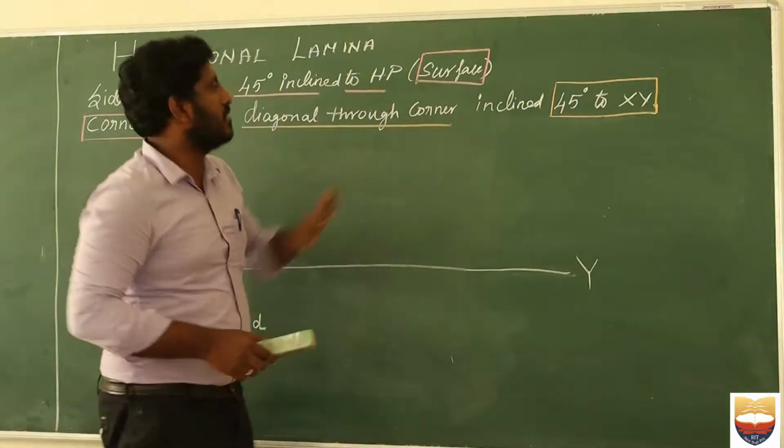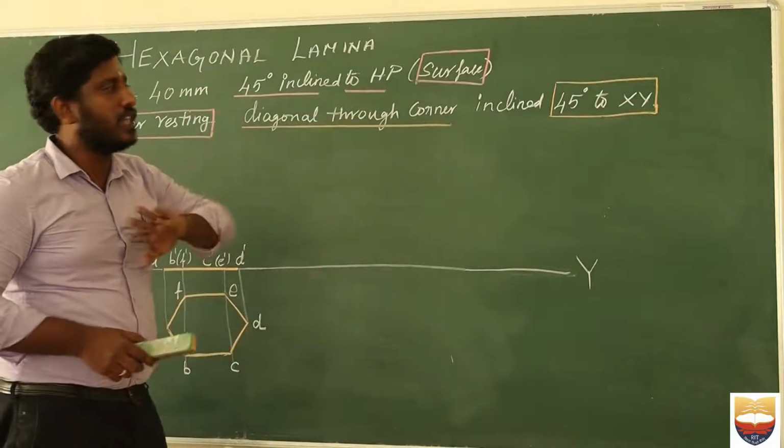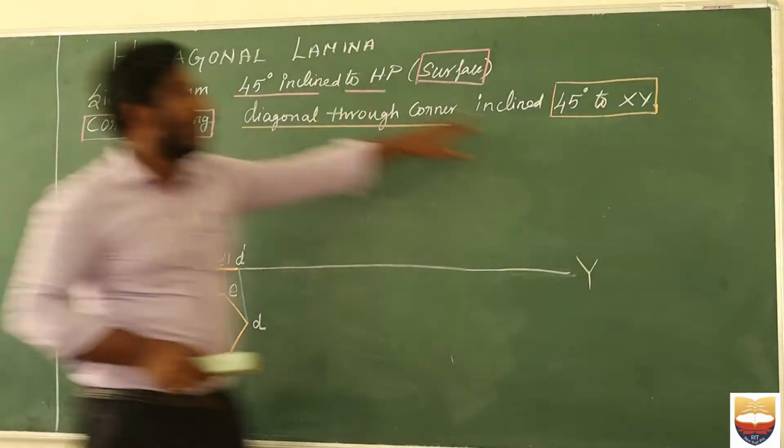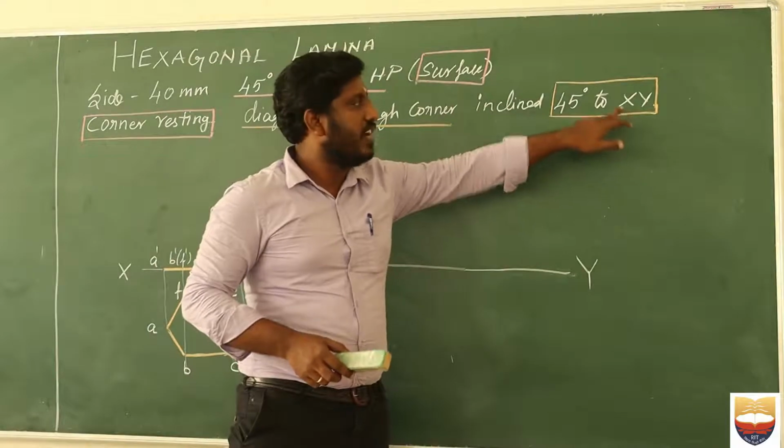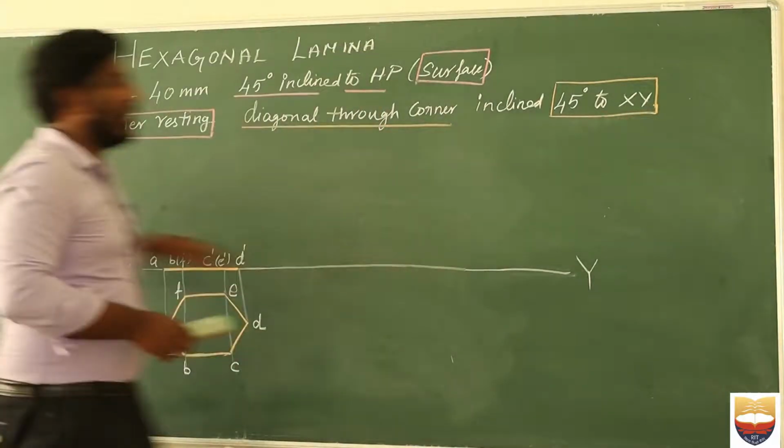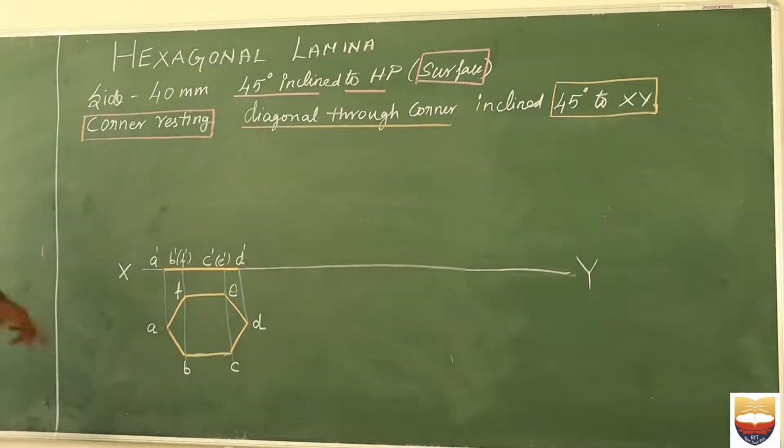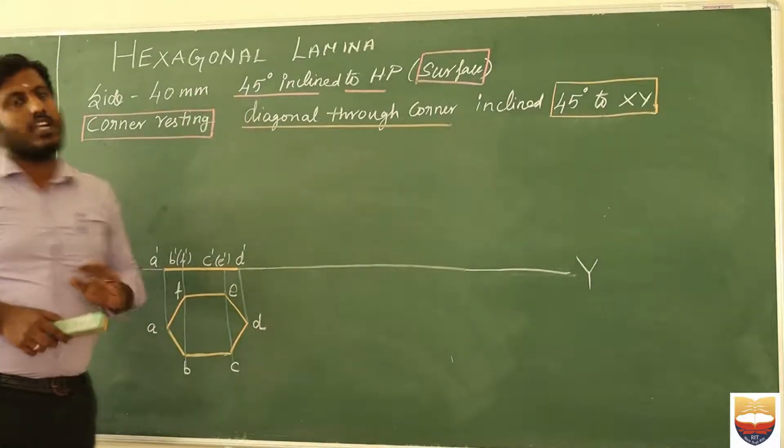Now you may ask me a question: sir, if it is inclined to both HP and VP, we have HP, but what about VP? If it is XY, it means our reference line, so we have to consider this. It is inclined to the vertical plane.